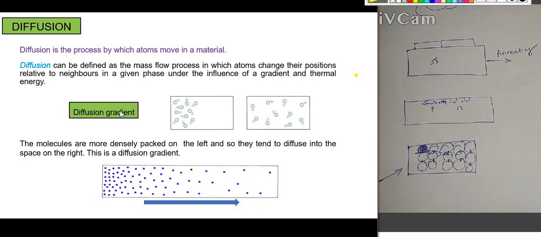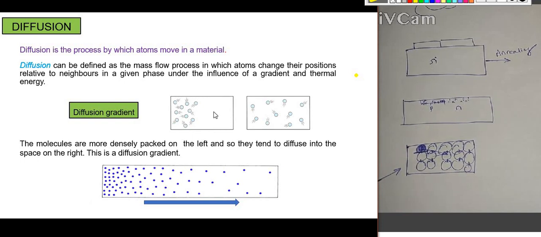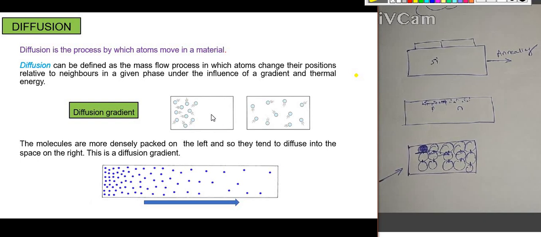Another factor is the diffusion gradient. So we need a diffusion. That means in this region we can see a high concentration of atoms, but in this region there is a low concentration of atoms. Okay, so there is a concentration gradient in this region. So by this concentration gradient, what happened? The diffusion will occur. So the rate of diffusion will depend upon the concentration gradient.